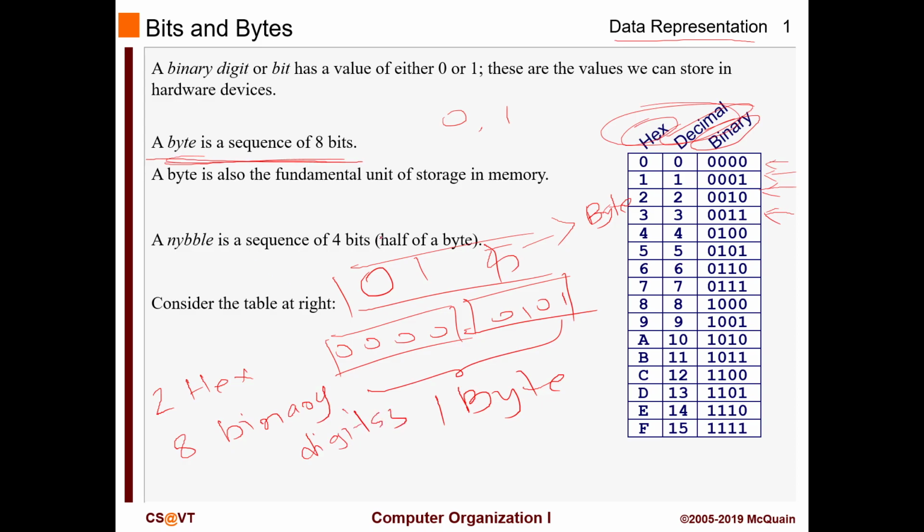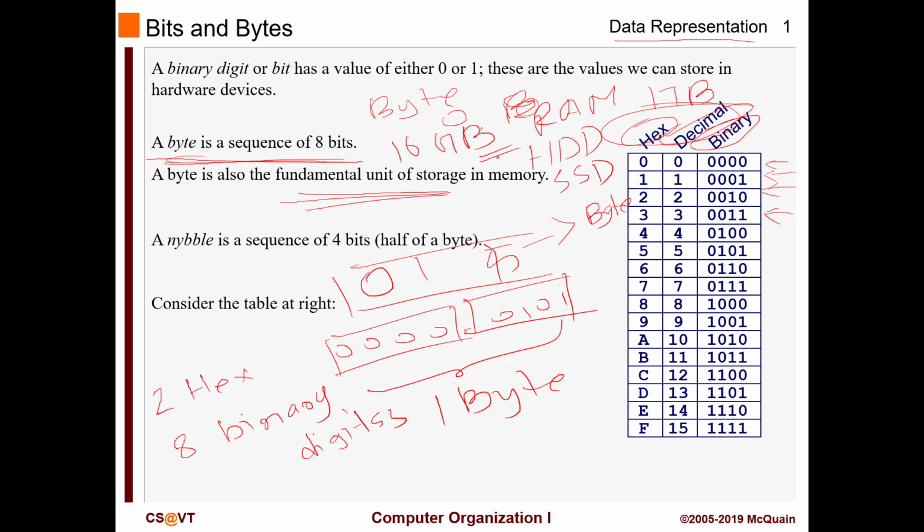The fundamental unit of storage memory is the byte, because whenever you mention your RAM or HDD or SSD, you just say I have 16 gigabyte of RAM or 1 terabyte. So in both cases, you are using byte to represent how much storage you have. That's why byte is still the fundamental unit of your storage in your memory.